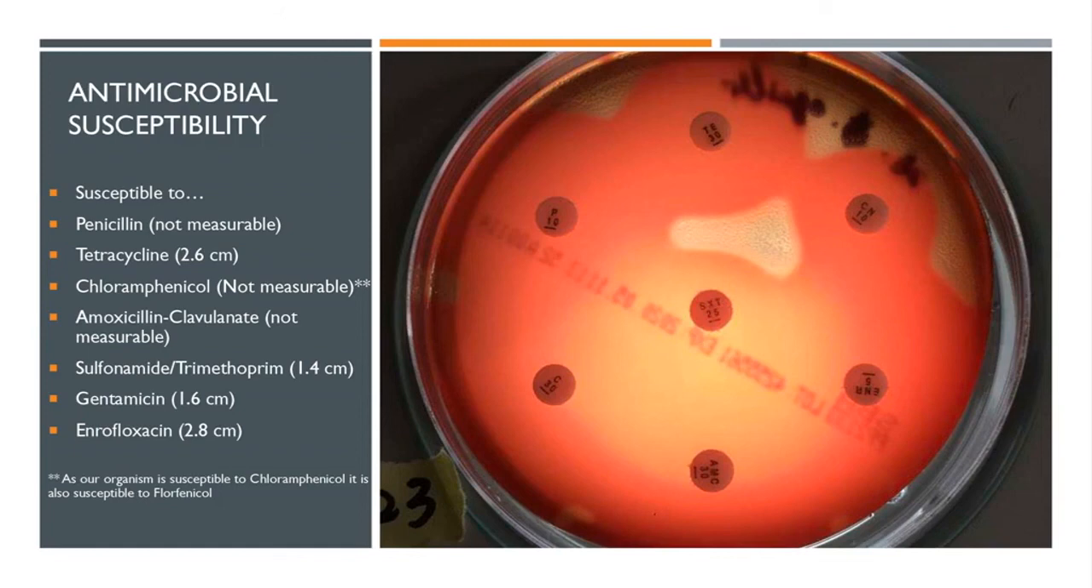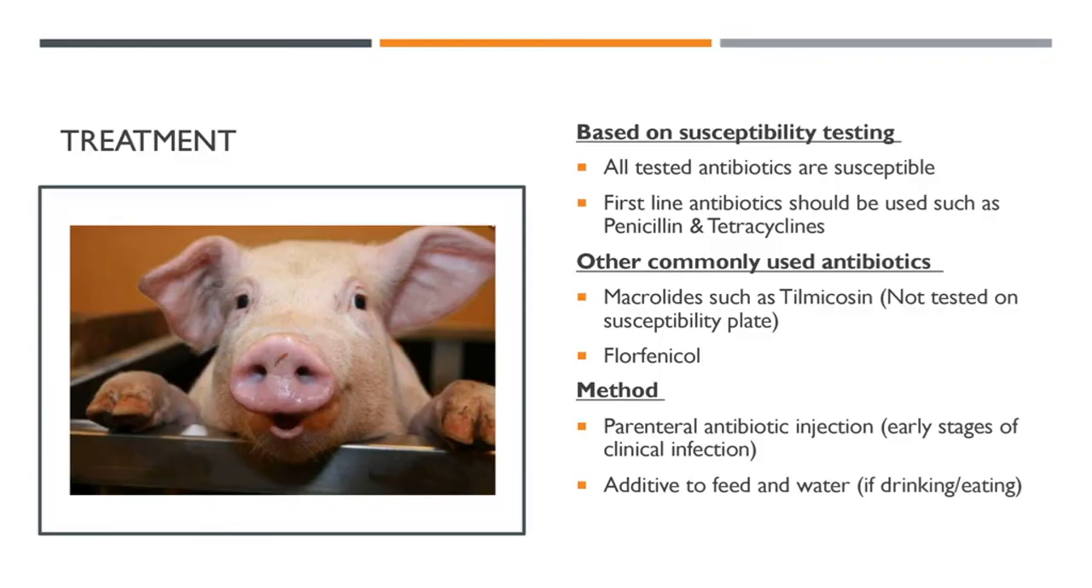However, in Australia, the use of chloramphenicol, gentamicin, and enrofloxacin, which is a fluoroquinolone, are prohibited for the use of pigs. Additionally, it is noticed on the slide that as the organism is susceptible to chloramphenicol, there is also a susceptibility to florfenicol. As the organism is susceptible to a variety of first and second line antibiotics, first line antibiotics are preferred, such as penicillin and tetracyclines.